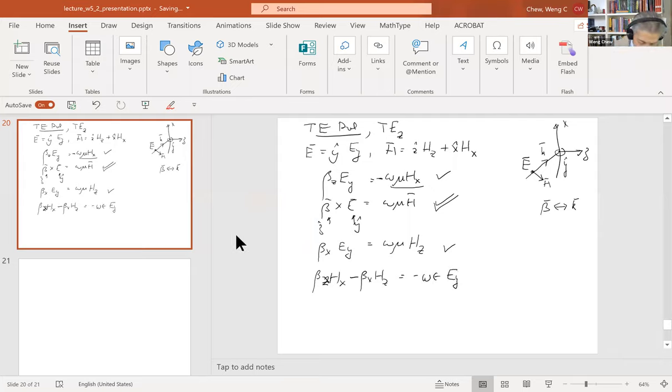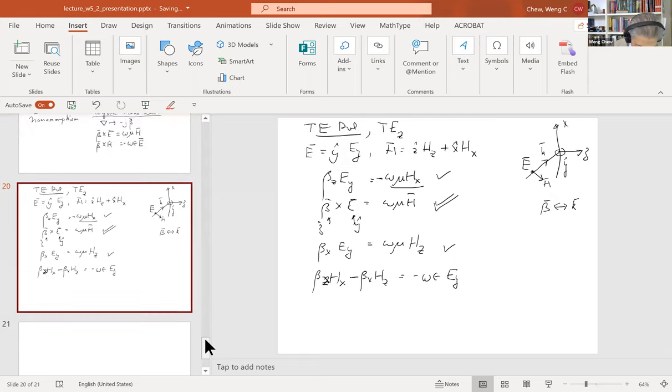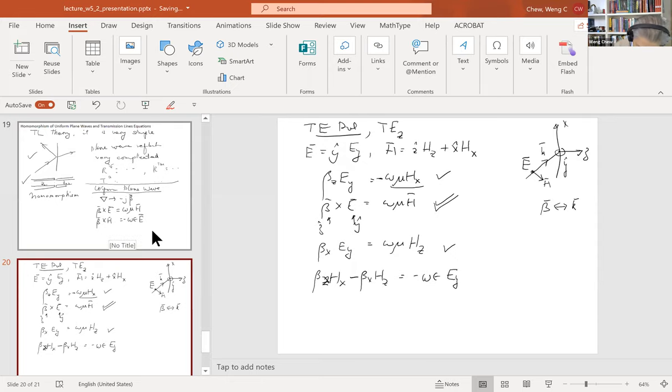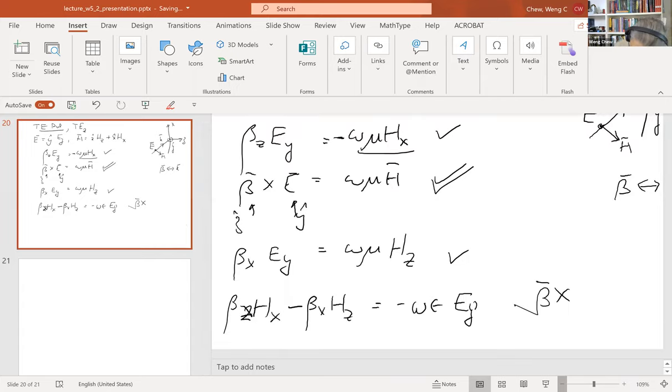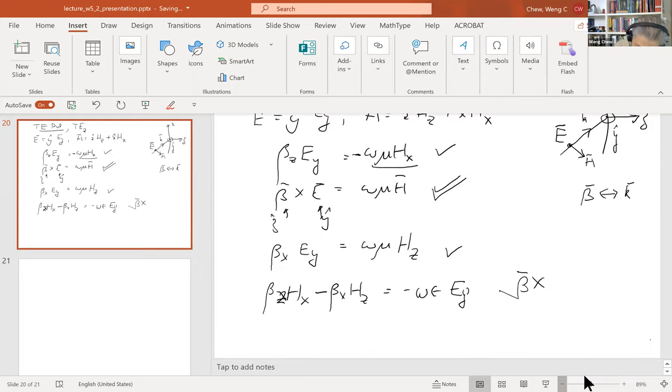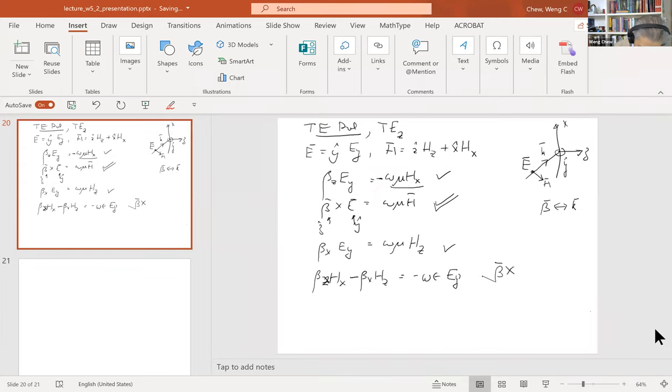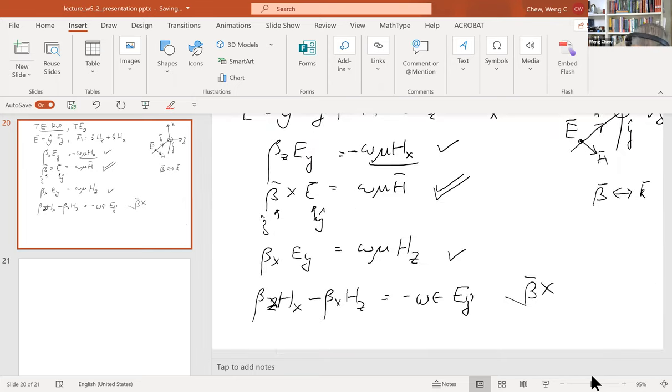In other words, I take this second equation that I have, which is this equation over here. Beta cross H is equal to minus omega epsilon E. If I look at this second Maxwell's equation, which is from Ampere's law, and extract the y component from this cross product, my y component from this cross product will be z cross x and x cross z. I will have this equation over here.